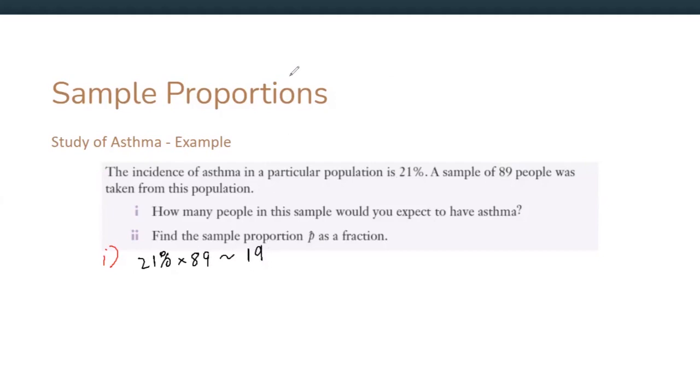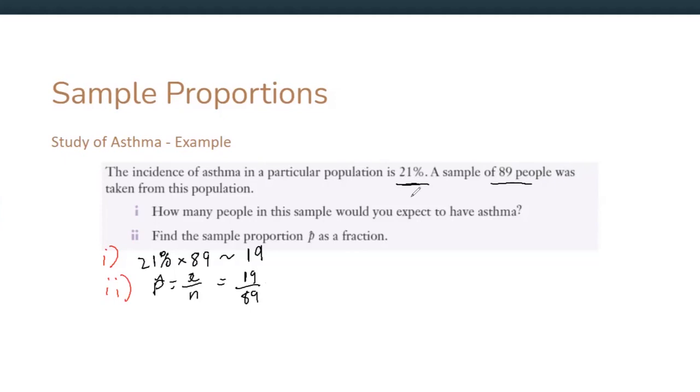We're going to use this to find the sample proportion as a fraction. The sample proportion is p = X over N. We expect 19 people and have 89 total, so we should get 19 over 89. If you want to find the mean and the variance of this, you can do that using the sample size and the expected probability of having asthma in the larger group. Importantly, that is from the larger whole, not the sample in particular. But if they say this is the probability of this event happening in the sample, then you use that as your p-value.